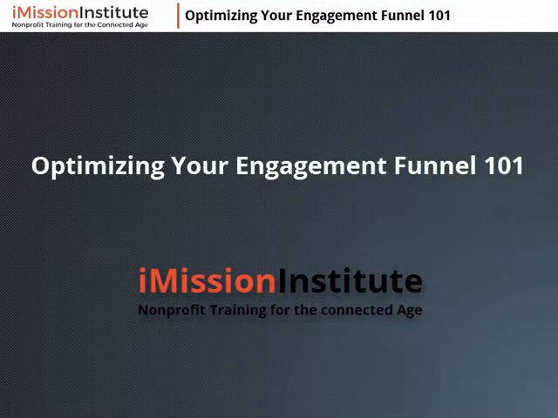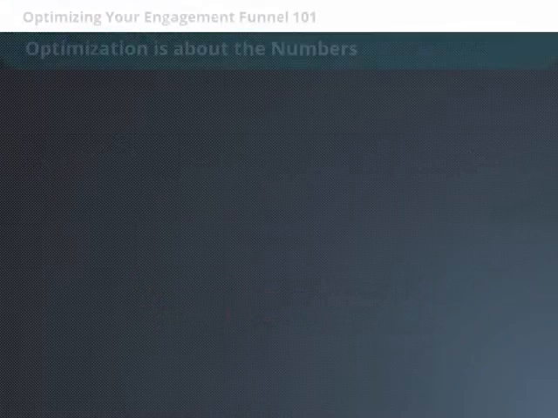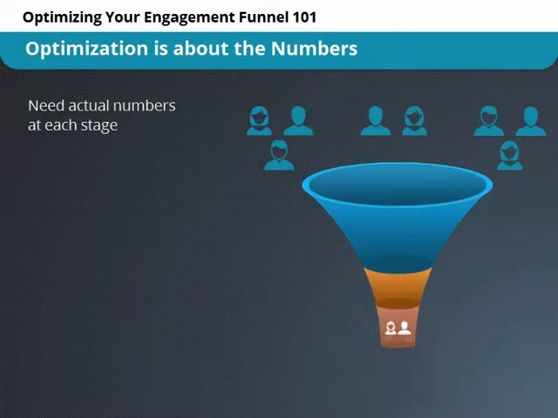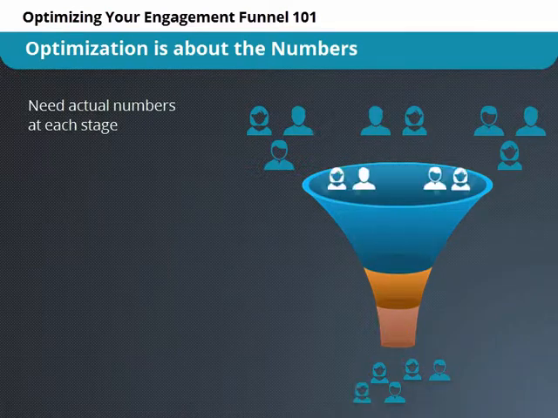Optimizing your engagement funnel 101. Optimization is all about numbers. You need to know the actual numbers of people coming into your funnel and how many are going through and dropping off at each and every stage. Then you need to know how many are giving.